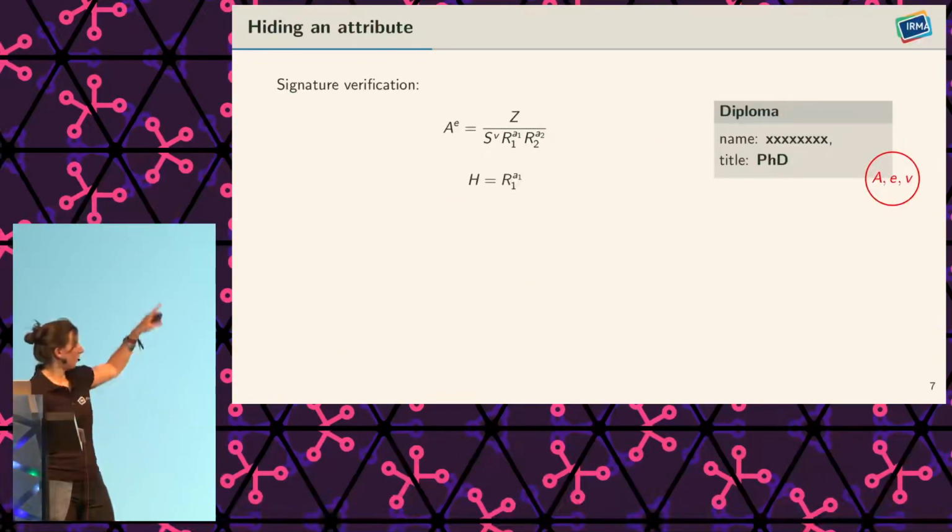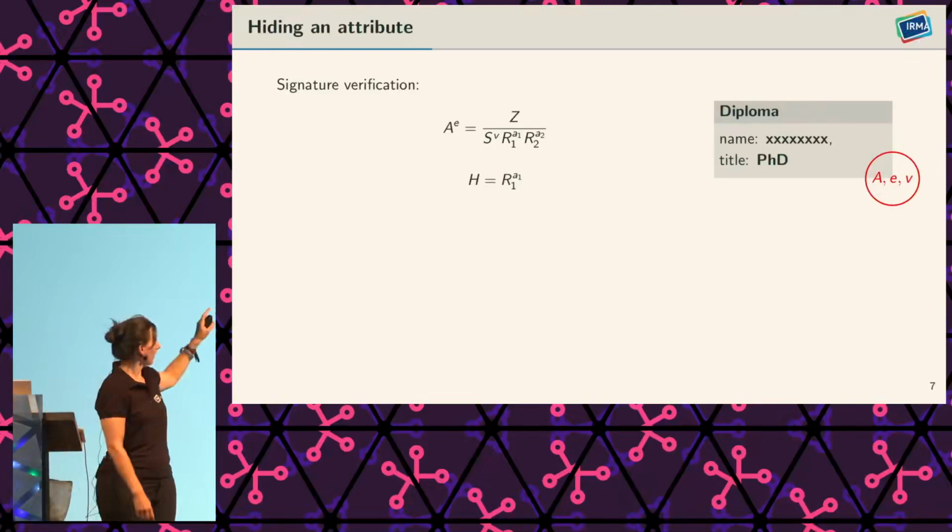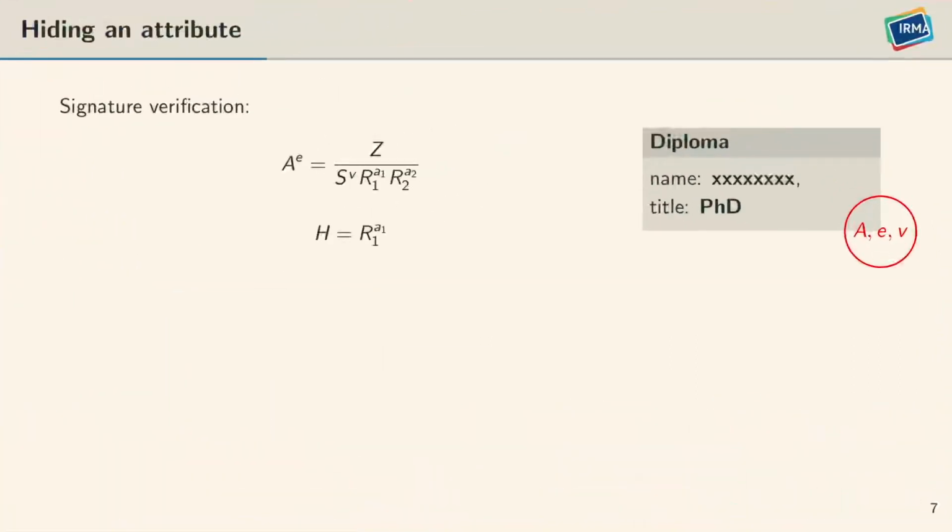Going back to our example, we now want to hide the name. And if we have a look at this formula, because of the discrete logarithm problem, which states that the exponent is infeasible to find if you only know the result and the basis of an exponentiation, we can hide this attribute value A1 just by not sharing A1 with the verifier, but the result of the calculation, so just sharing H. All other things will stay the same. So hiding itself is quite easy, but we're not there yet.